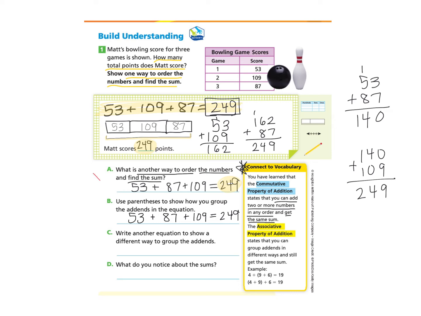So in this part A here, I added 53 and 87 first. So I'm going to put parentheses here and here to show that I grouped these addends first, meaning I added them first. And because when we see parentheses, our job is to do what's in the parentheses first. So adding the parentheses before 53 and after 87 tells us that we need to do this addend first. Now let's look at part C.